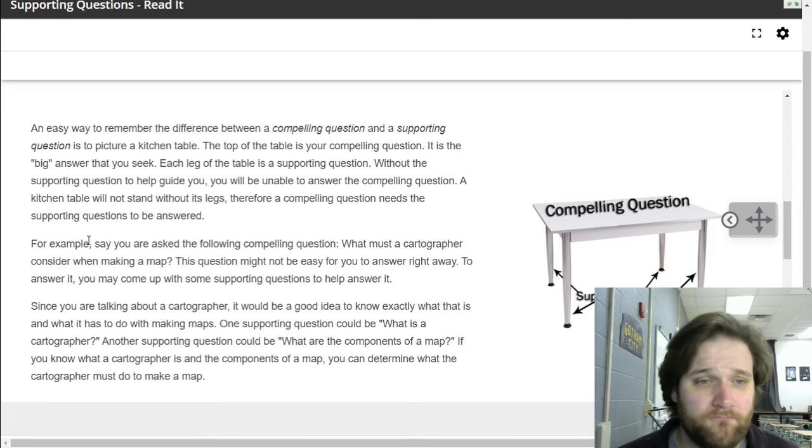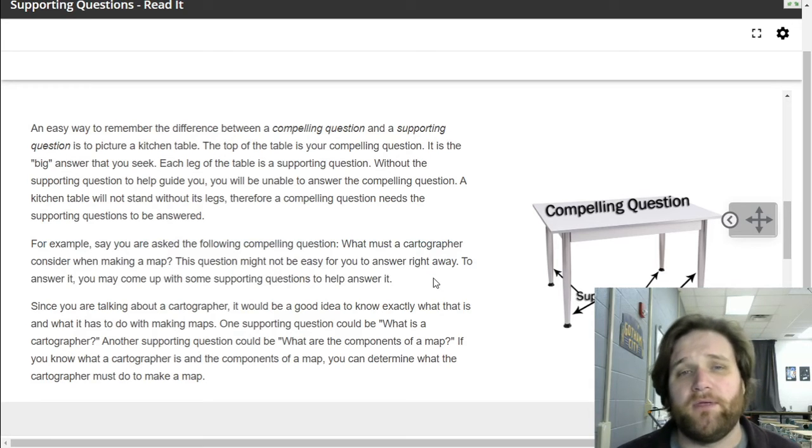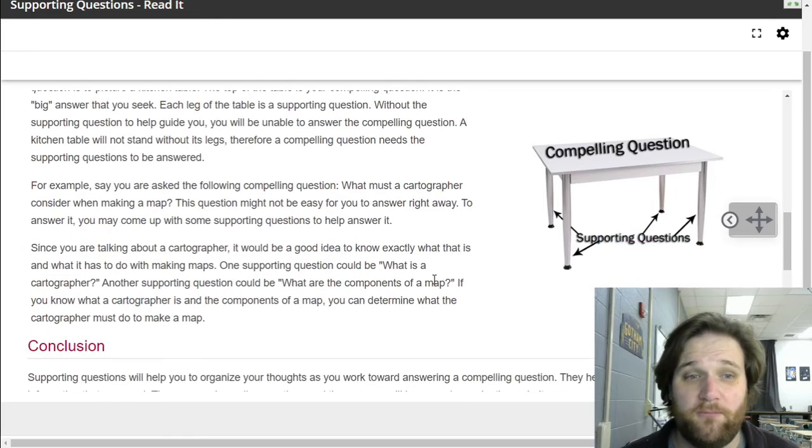For example, I'm looking at this middle one right here. Say you're asked the following compelling question: What must a cartographer consider when making a map? This is not easy for you to answer right away. To answer it, you may come up with supporting questions to help answer it.